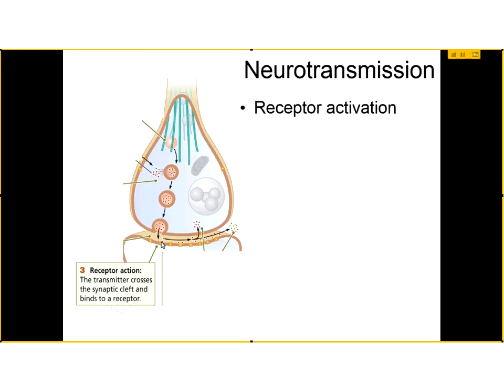It could, for example, cause the channel to open up and cause an EPSP. It could cause the channel to stay closed and prevent an EPSP. It could cause the channel to open up and cause an IPSP. Or let's say that this is a typical inhibitory channel, it can prevent the inhibition.